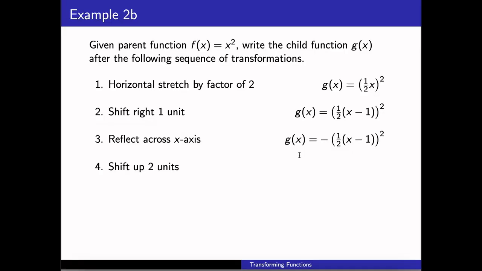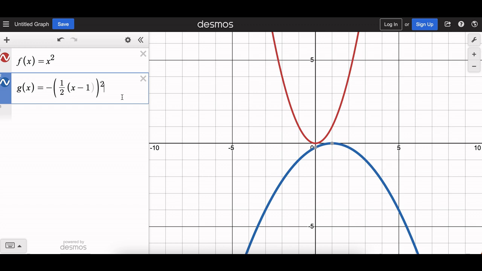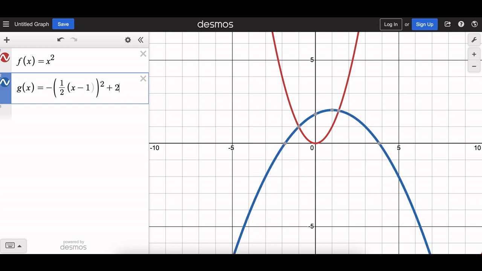And then finally, we're going to shift this thing up 2 units. So again, shifting up, a vertical shift, we're just going to add 2 to this previous result. So we're going to keep this previous result, and then we're just going to add 2 at the end. And here is our final function for g of x. Now we want to move this thing up 2 units. So if we do +2, we'll have our graph shifted up 2 units. So here is our final graph for example 2b.